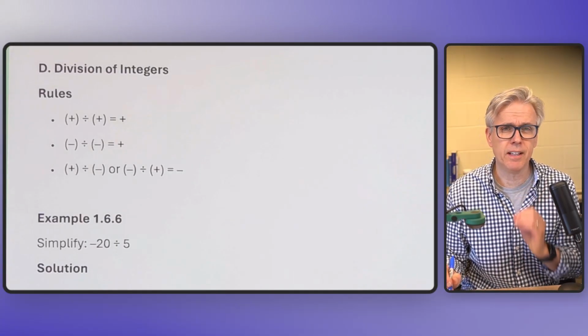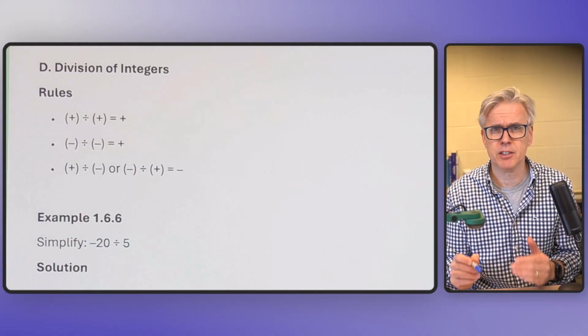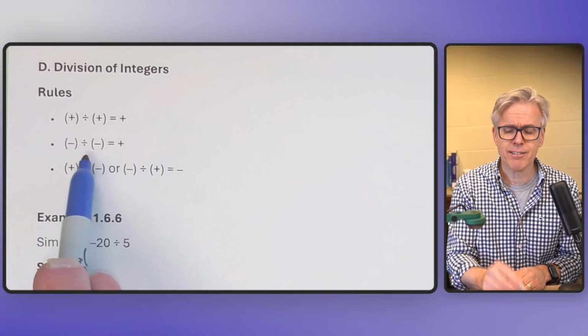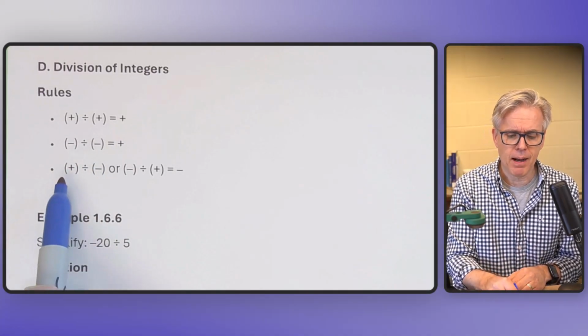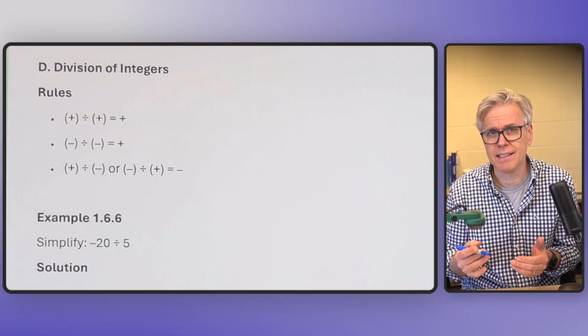Okay, the rules for division are very similar to multiplication. If I have a positive divided by a positive, it's a positive. 2 negatives being divided is a positive. A positive and a negative, or a negative and a positive, is a negative. So again, our same rule sort of applies here.